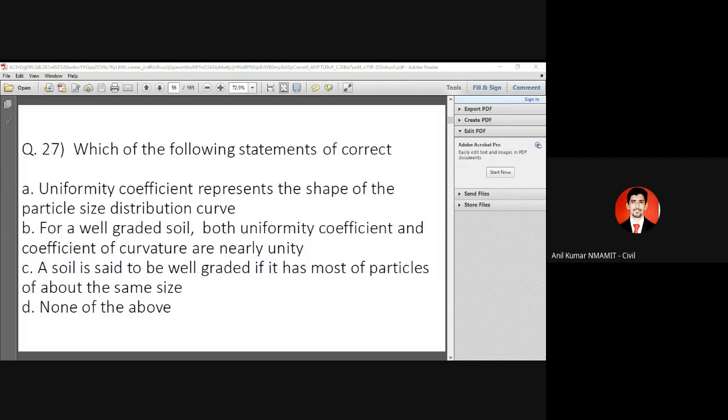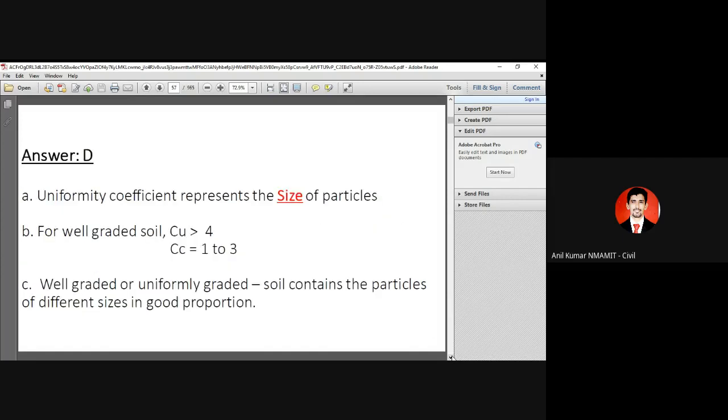Okay, fine. The answer is D: uniformity coefficient represents the shape and size of the particle distribution curve. Correct, right? Remember this, uniformity coefficient represents the size of the particles. Therefore, for a well-graded soil, Cu is greater than 4 and Cc should be between 1 and 3 for the soil sample. For sand, it is greater than 6. Well-graded soil contains particles of different sizes.